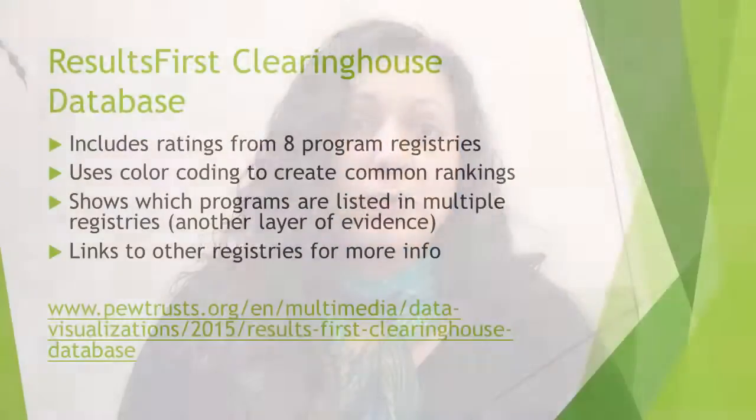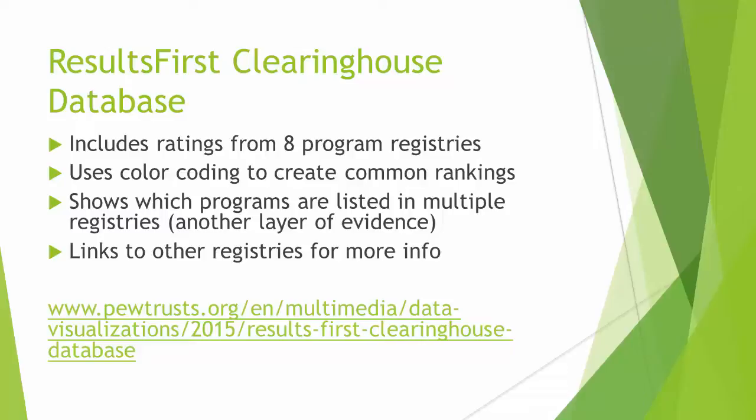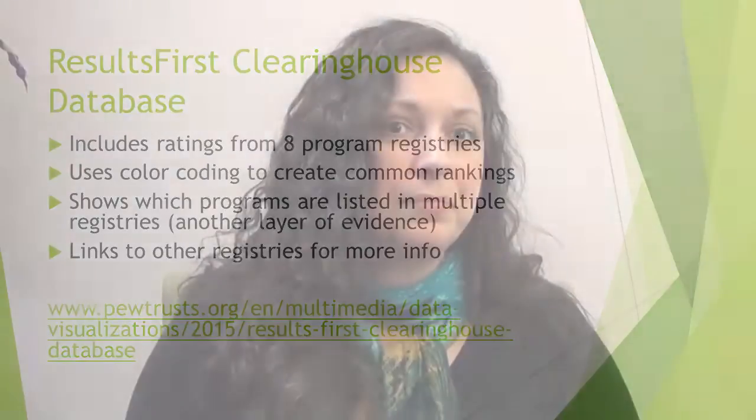So with all of those nuances in mind, I would like to also introduce you to a database of databases, the Results First Clearinghouse database. This database pulls in information from 8 program registries and provides a common metric for assessing program evidence across all of them using color coding. Here I have provided the link to the database. It's probably just as easy to type Results First Clearinghouse into the internet search engine of your choice.